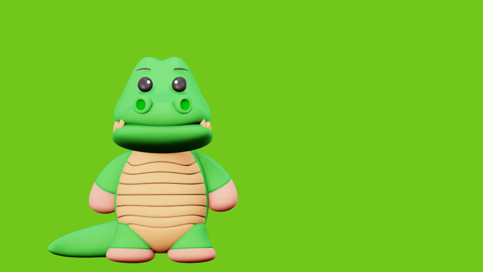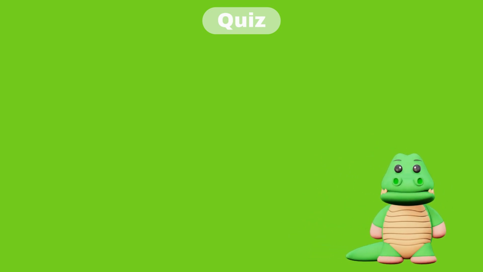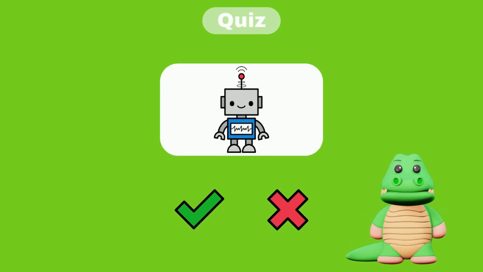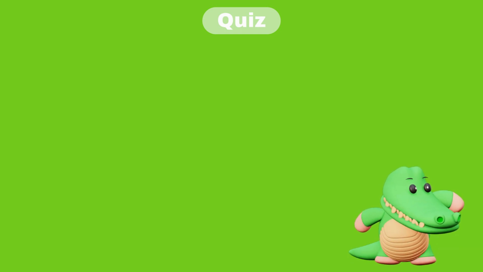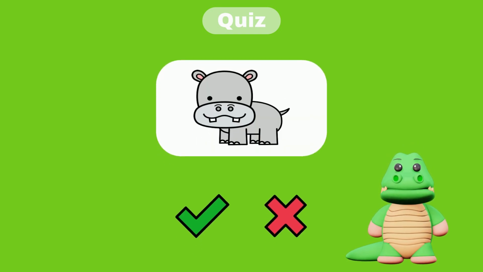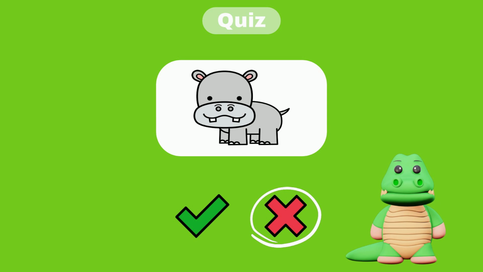Nicely done. Now it's time for a quiz. I'm going to say a word and you get to tell me if that word starts with the letter R sound. Here's an example. If I were to say the word robot, robot, and then ask you if it starts with the letter R sound, you would say absolutely yes, robot does start with the letter R sound. But if I were to say the word hippo, hippo, and then ask you if it starts with the letter R sound, you would say, no, it does not.